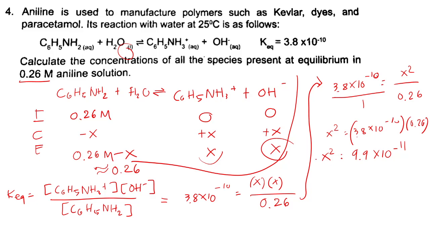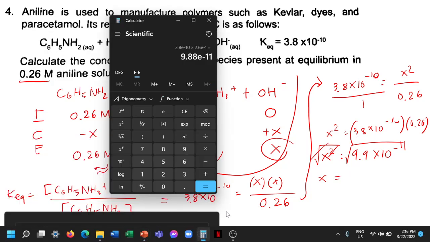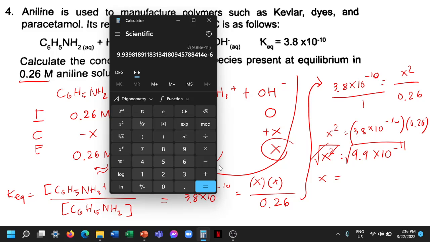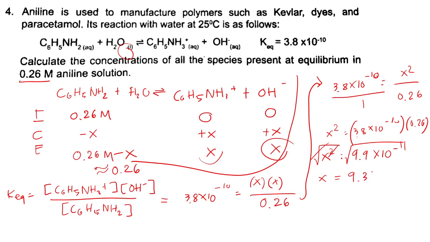Since we are finding here for x, we find the square root of both sides. Of course, this will be cancelled, so what's left is x. Then we have the square root of this number. What's the square root of this number? It's equal to 9.94, so x is equal to 9.94 times 10 to the power of negative 6. So therefore, in this case, our concentration of C6H5NH3 is equal to 9.94. The same thing with this one is also 9.94, and for this one is equal to 0.26.